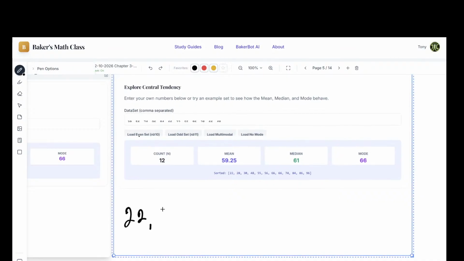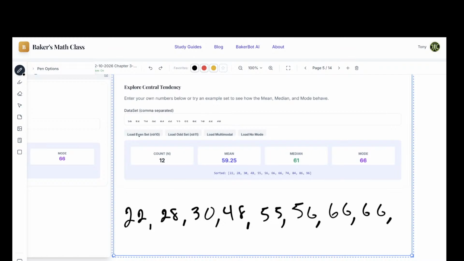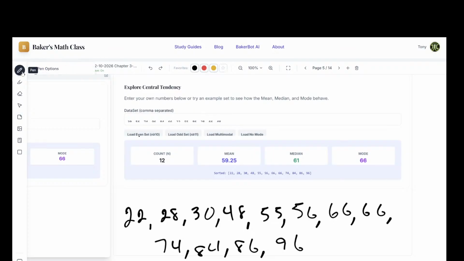All right. So here's my numbers. I'm being nice. I put them in order for you. When we're looking at these, I have 12 of them. So this is even. Mean is pretty simple, just add them up.